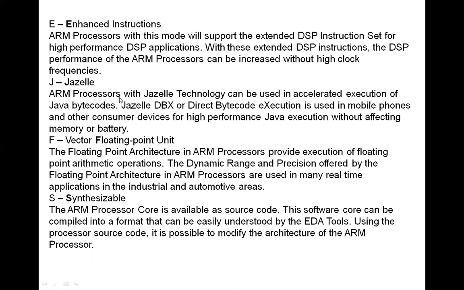Then F is a vector floating point unit. So here floating point operations will be carried out with the help of floating point architecture. The ARM processor provides execution of floating point arithmetic operations. The dynamic range and precision offered by the floating point architecture in ARM processors are used in many real-time applications in industrial and automotive areas. Fractional operations are carried out with the help of this floating point unit.